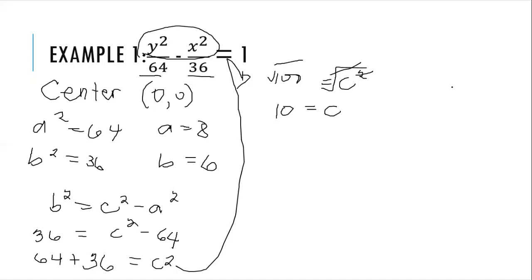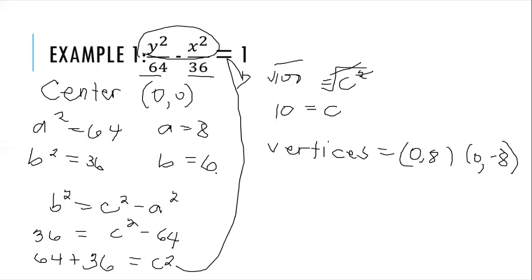And with that we can complete the coordinates. Okay po? Since our a squared is under y, meaning the value is along the y-axis, and 8 is in y. So 0, positive 8, and 0, negative 8. No need to graph. Okay po?